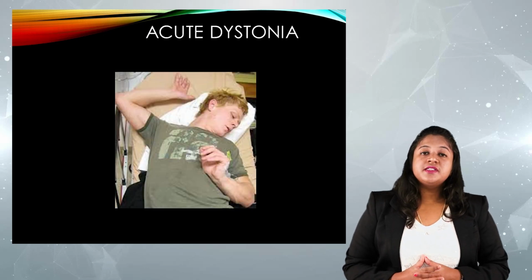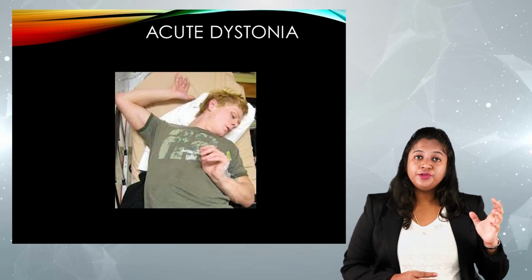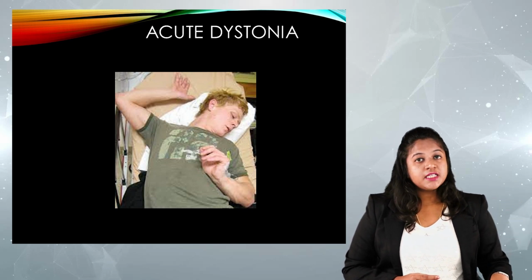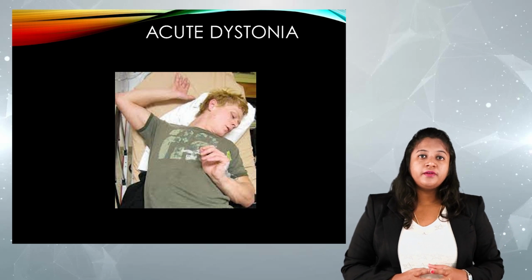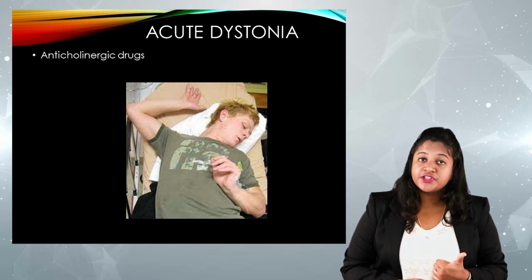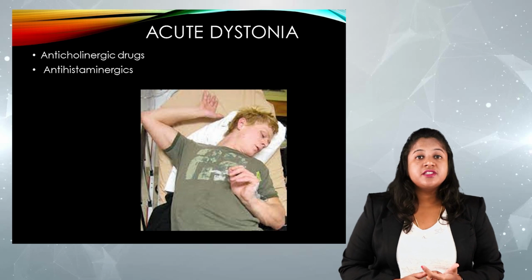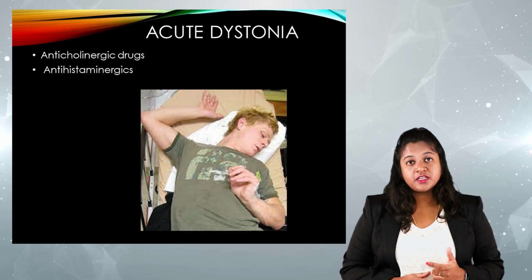The next extrapyramidal symptom that we have is acute dystonia. So even in these conditions, we have a list of drugs that we are using. Number one, we use anticholinergic agents or drugs, and the antihistaminergic group of drugs that we use.